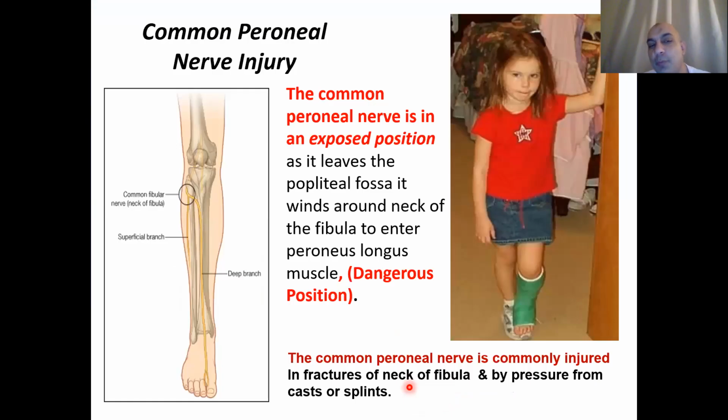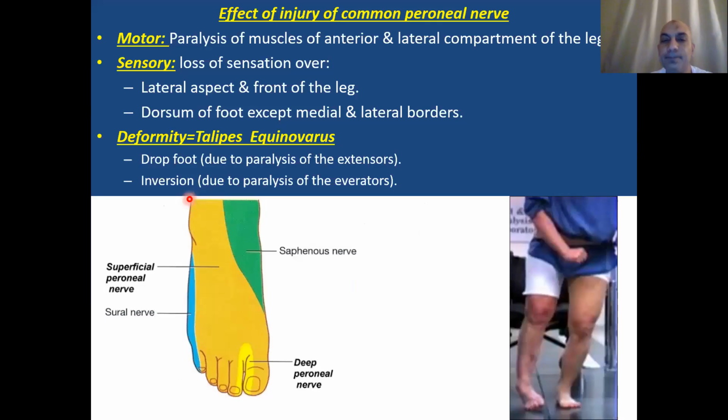This is the injury of the common peroneal nerve. I told you before, this nerve passes lateral to the neck of the fibula. If there is fracture of the neck of the fibula, there is possibility for injury of the common peroneal nerve. What's the effect of the injury? Paralysis of muscles of the anterior and lateral compartment of the leg. Sensation, all sensation is lost except the SS in the foot. I told you before, saphenous and the sural nerve.